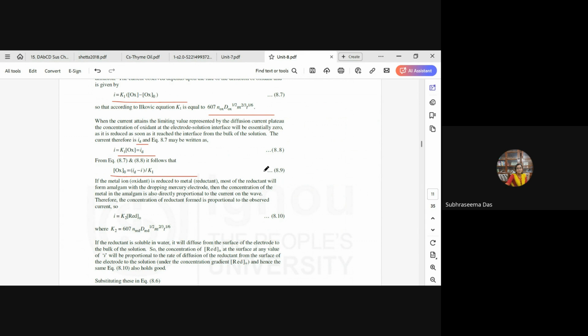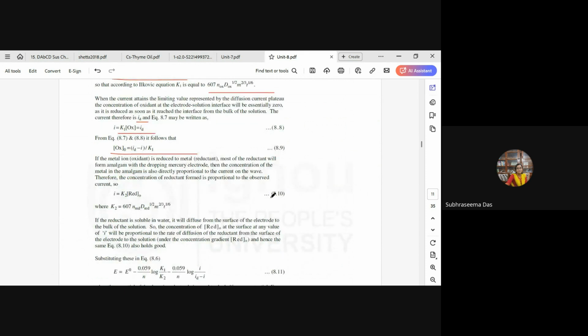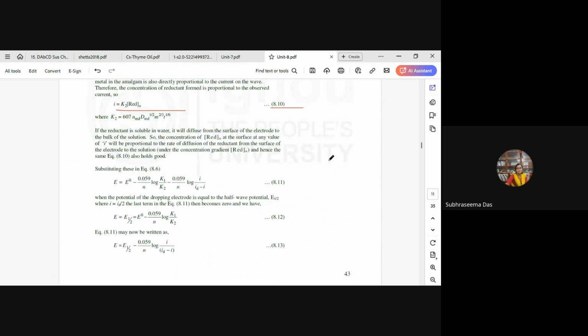Similarly, in terms of a reductant, equation 10 can be obtained in terms of the concentration of the reductant. Now, if the reductant is soluble in water, it will diffuse from the surface of the electrode to the bulk of the solution. So the concentration of the reductant at the surface at any time will be proportional to the rate of diffusion of the reductant. So, substituting all these values, we get E equal to E0 minus this.